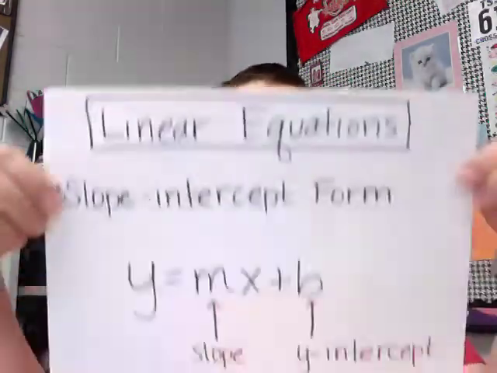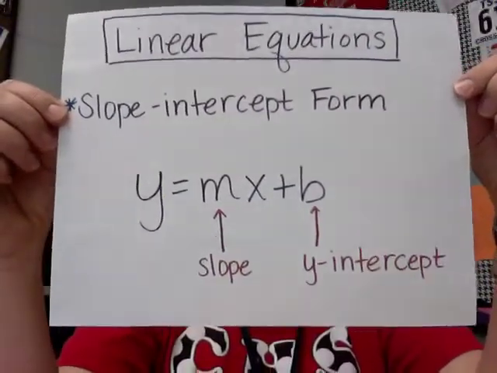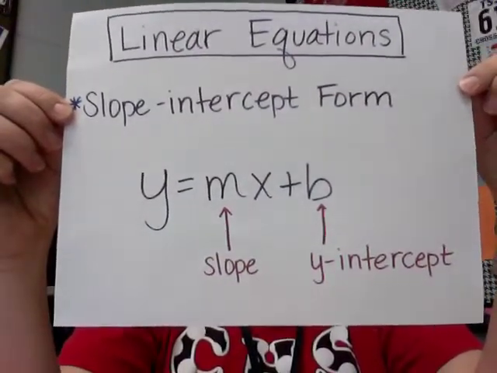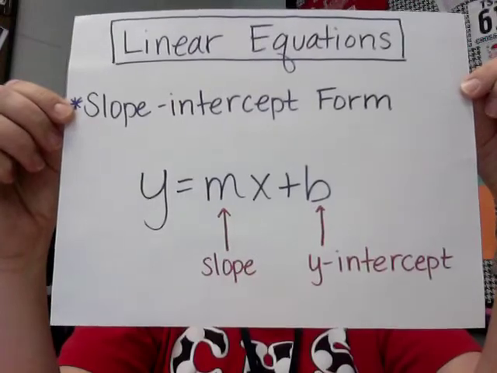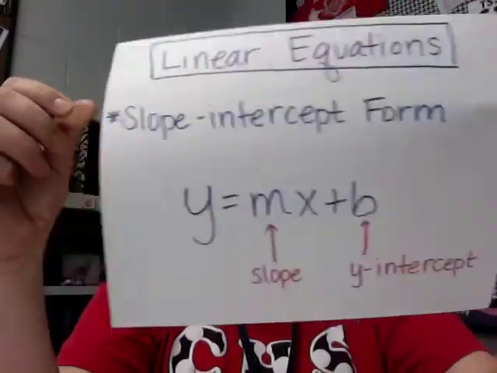The first form that you should know is called the slope-intercept form. This is our y equals mx plus b equation. Remember, m is the slope and b is our y-intercept.